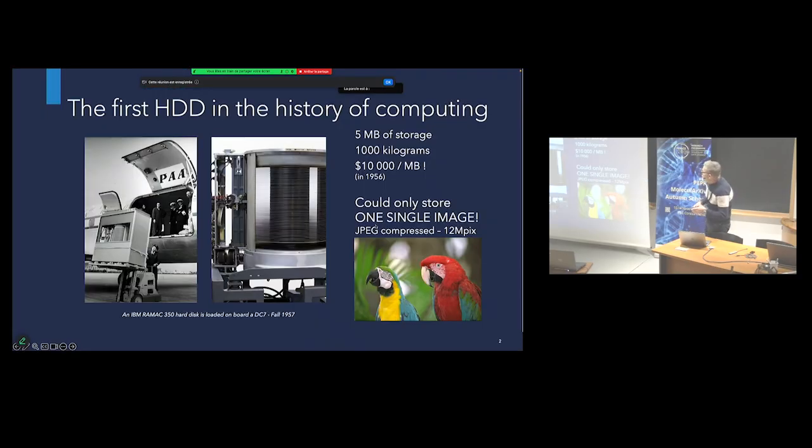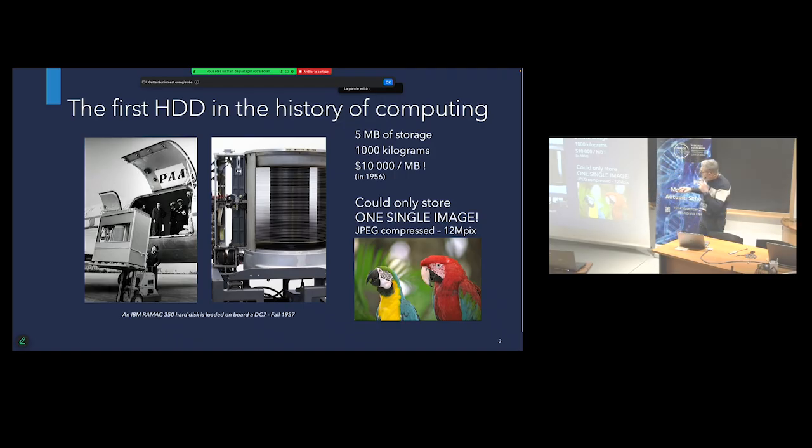Okay. So I'm used to starting my presentation with this slide. I like this slide because it shows the first hard disk drive in the history of computing. As you can see here, the hard disk drive was built by IBM 70 years ago, and its capacity was 5 megabytes of storage. The weight of this hard disk drive was 1,000 kilograms. If you take a picture of 12 megapixels, JPEG compressed, and put that on your smartphone, where you probably have thousands of this kind of image, its size is the same as 5 megabytes.